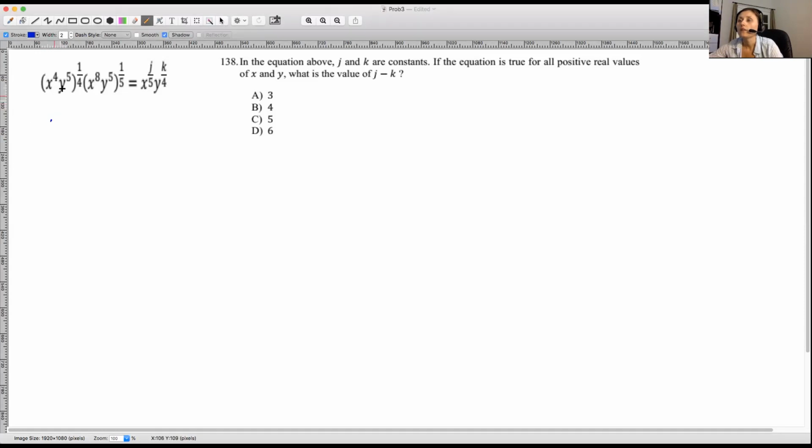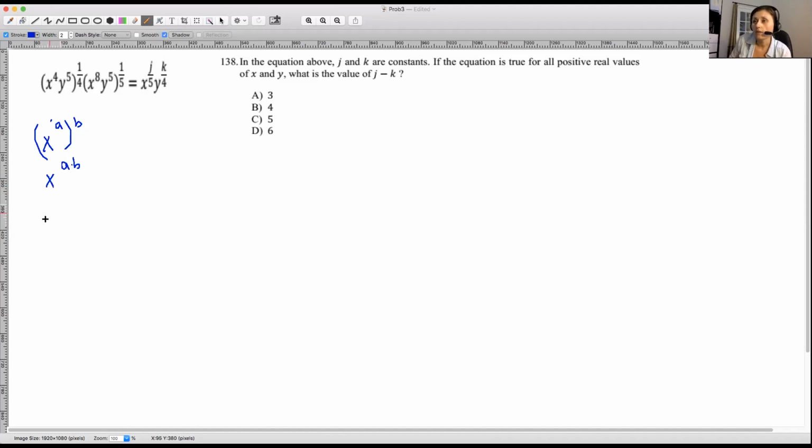We need to apply the rule of multiplying the exponents, right? The rule is like that. If you have x to the power of a, and then the whole thing is to the power of b, it's actually x to the power of a times b. This is the exponent rule.